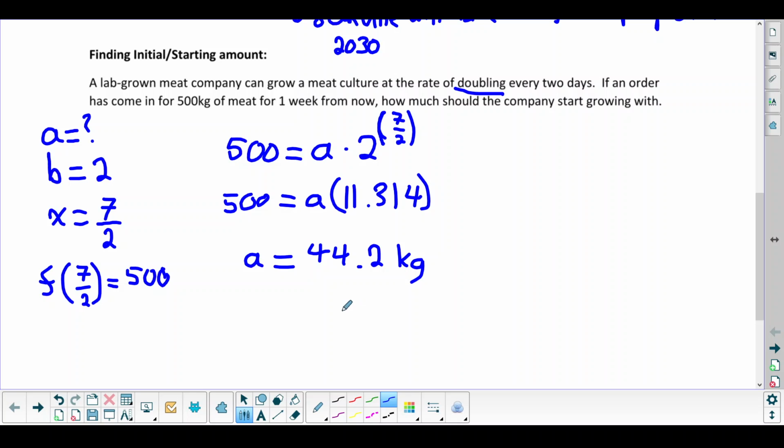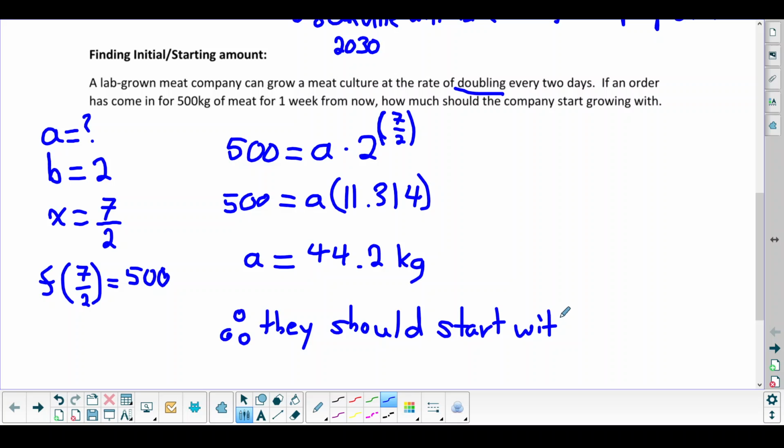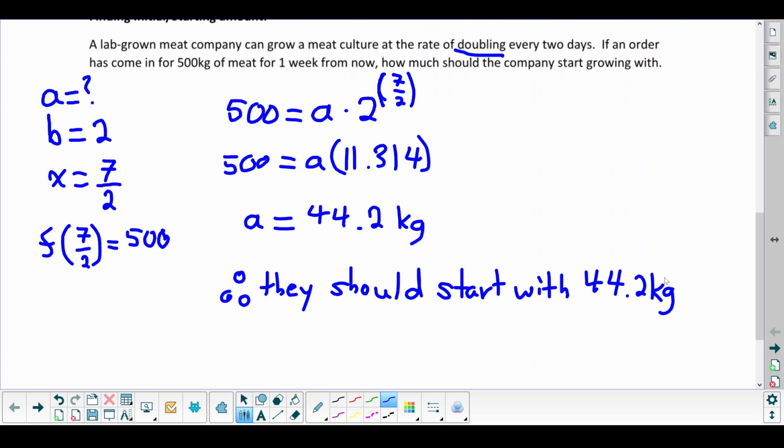All right, and lastly, we should write a conclusion. So therefore, they should start with 44.2 kilograms. All right. So there are some practice questions in the back for you to work on today.